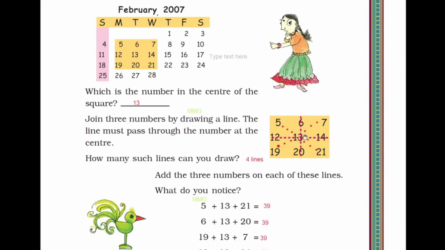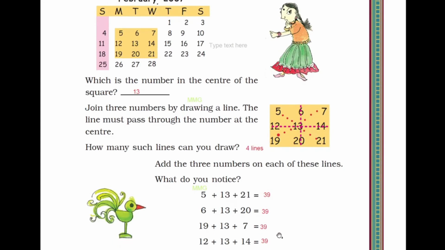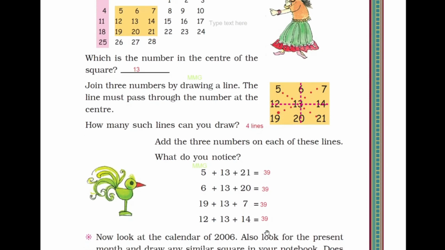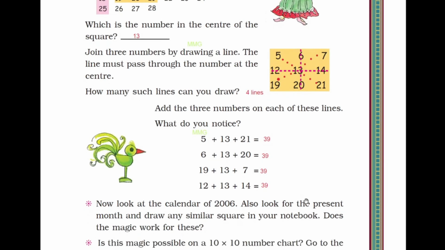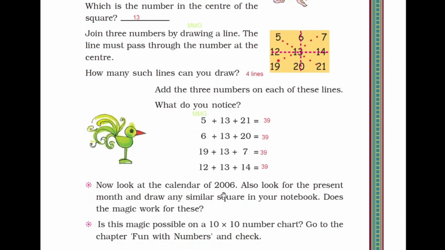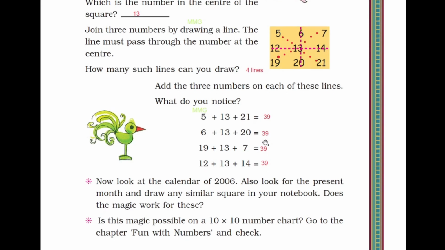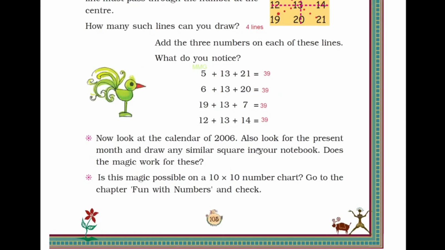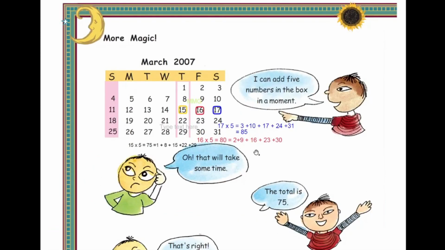Now, on the next line, 6 plus 13 plus 20, that is also 39. Now on the third line, 19 plus 13 plus 17, and again you get 39. 12 plus 13 plus 14 is equal to 39 again. So this is a magical trick that you can do on your calendar. Here you are asked to take a calendar of the current year and look for the present month and try this magic yourself. It's quite interesting, children.